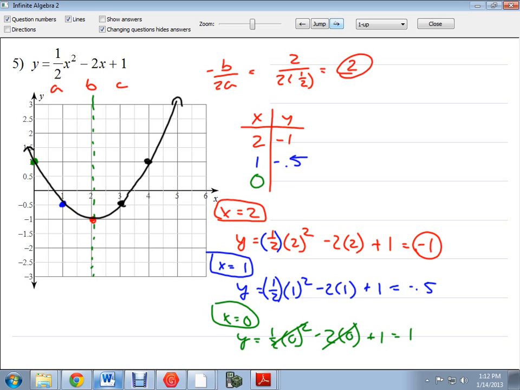Any questions how that works? Okay? It does require that you pay attention to detail. It requires that you're careful with the calculation.